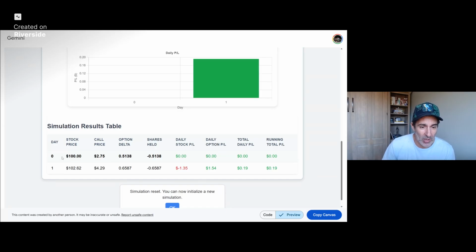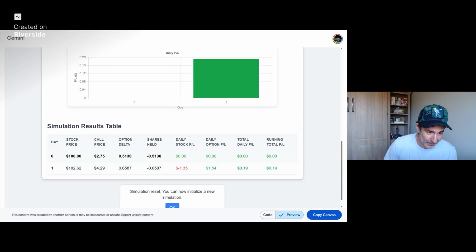So on day zero, your initial delta is zero, right? You're long a 51 delta call, you're short 51 shares of stock. This is just where you put it on, all the P&Ls are zero. Okay, so what happens? On the first day, the stock goes up 2.62%. So the stock's now 102.62.